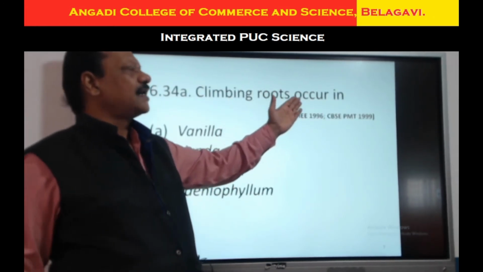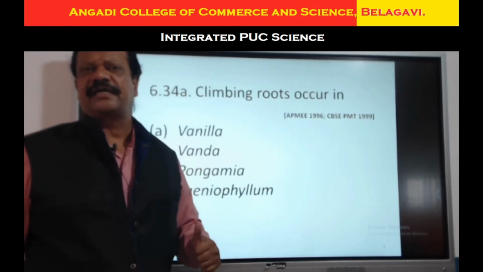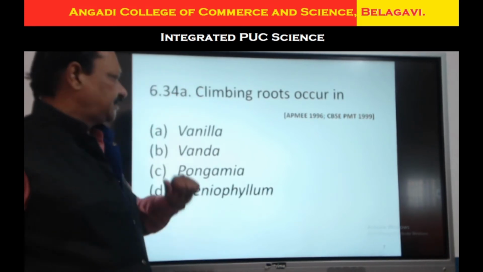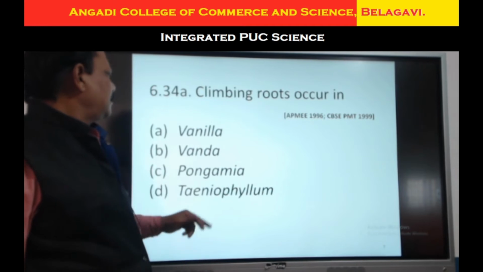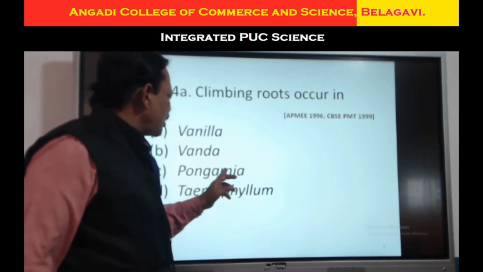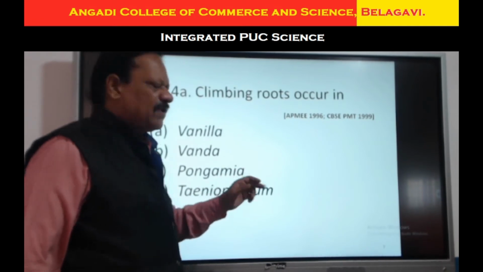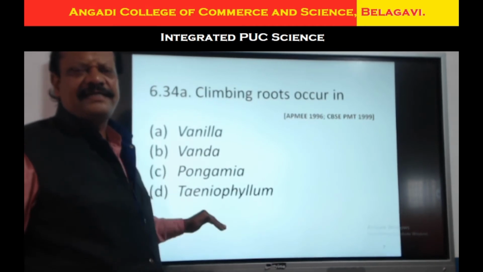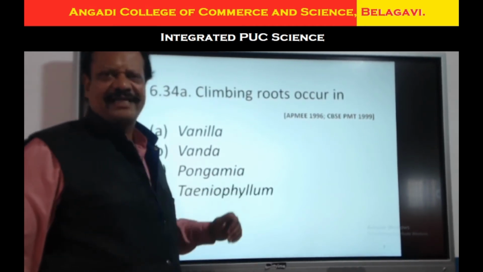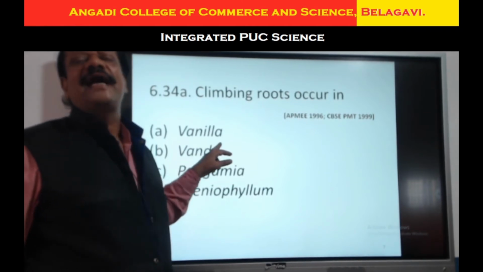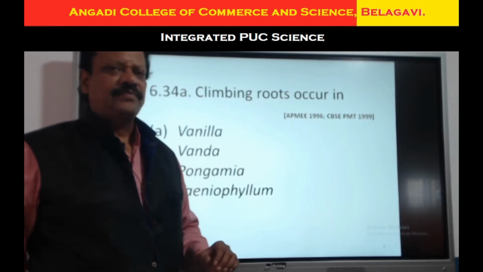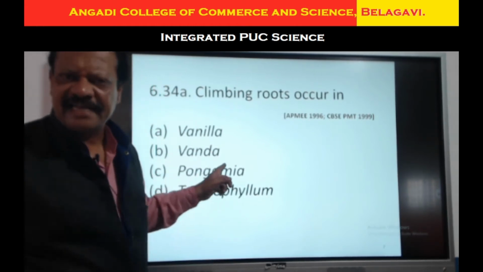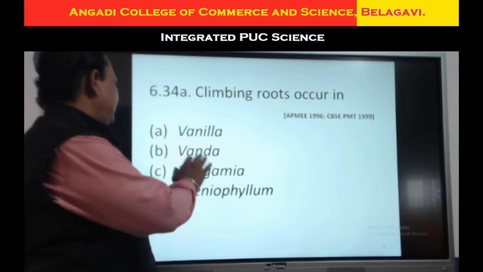Climbing roots occur in. Earlier also you people observed climbing roots. Here also the climbing roots you people are observing. See the options. Now here vanilla, vanda, pongamia, then tinospora. So here the right answer is vanilla. Regarding these I explained already. Again I don't want to explain the same. So here vanilla is a weak stemmed plant and it holds and climbs the host. So vanilla is the right answer. Now we'll go to the next slide.